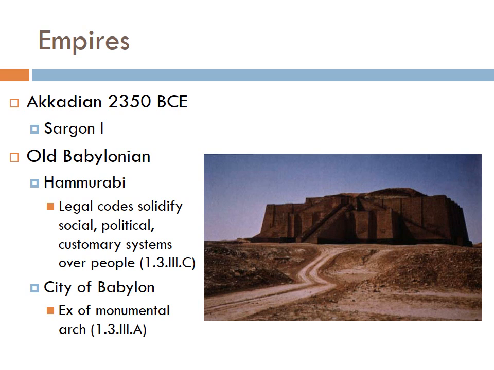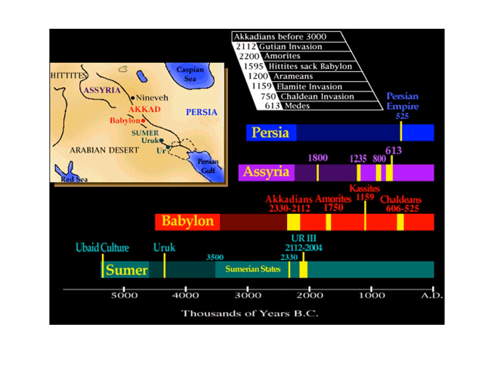And then, of course, Hammurabi and the Old Babylonians are called the Babylonians because their main capital is the city of Babylon. And this is an example of monumental architecture. Don't forget 1.3.3.a, looking at monumental architecture being developed by early civilizations, right? Urban planning, architecture. Look at the ziggurats and the way that palaces are built and all that kind of stuff.